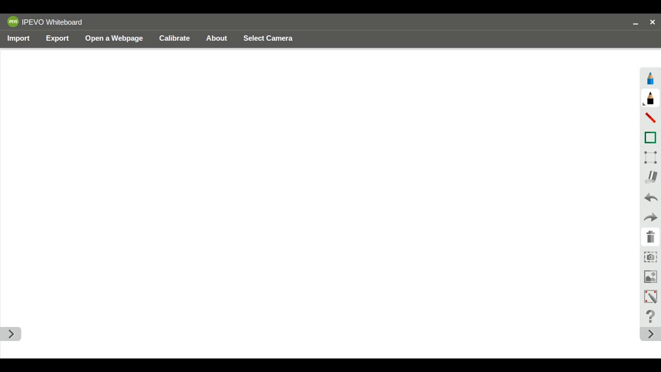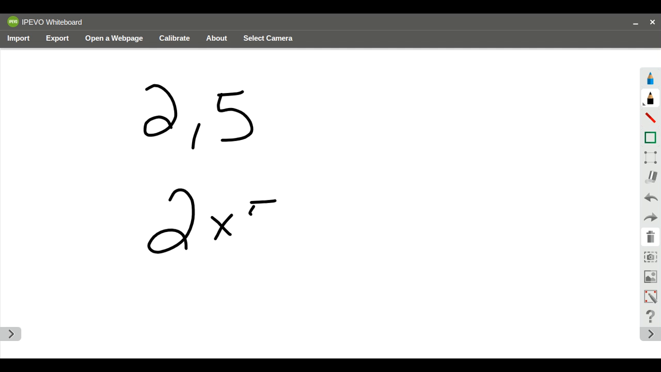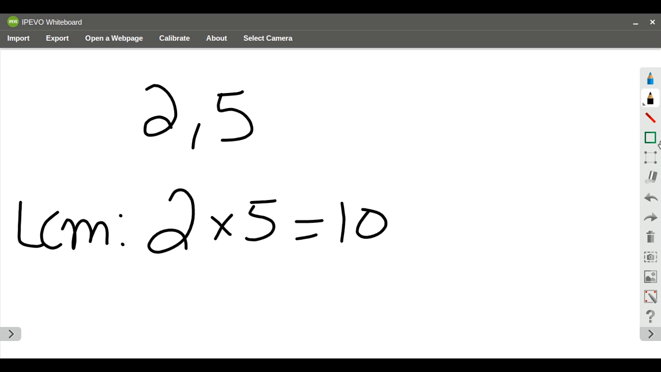All right, moving on to 3 and 4. It says to list out the multiples. I can list out the multiples. Actually, I don't need to because both values are prime. So I have 2 and 5. Both values are prime. So my least common multiple is going to be 2 times 5, which is equal to 10. So my LCM for 2 and 5 is going to be 10.